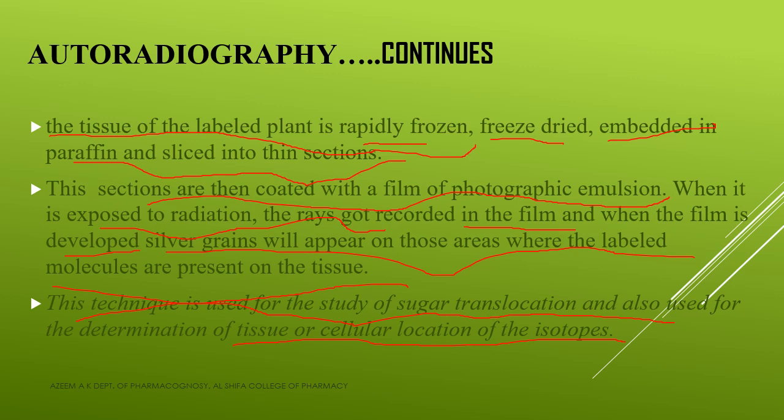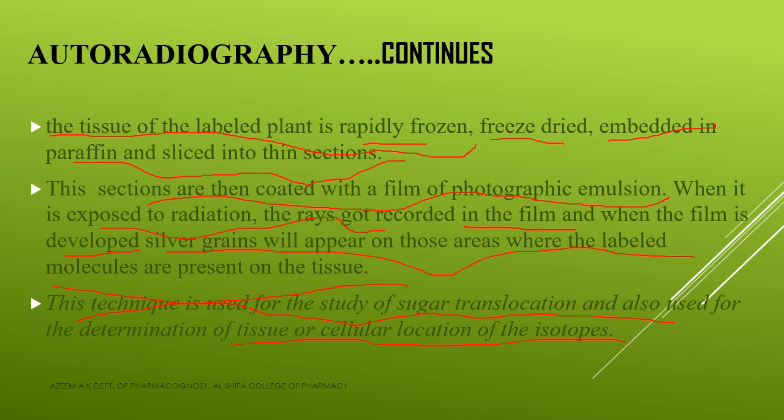Now these sections are coated with a film of photographic emulsion, then exposed to radiation, then the rays get recorded in the film, and when this film is developed, silver grains can be seen on the photographic plate where the labeled molecules are located. From this you can identify where this compound is present, that is, in which cell or tissue the labeled compound is present.